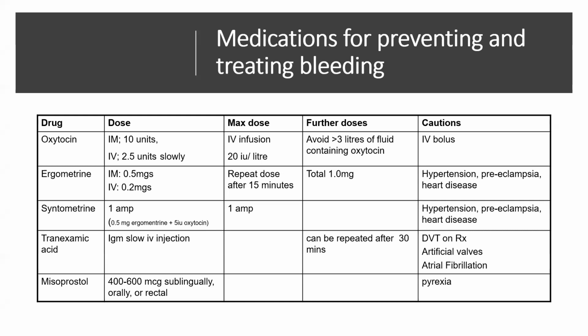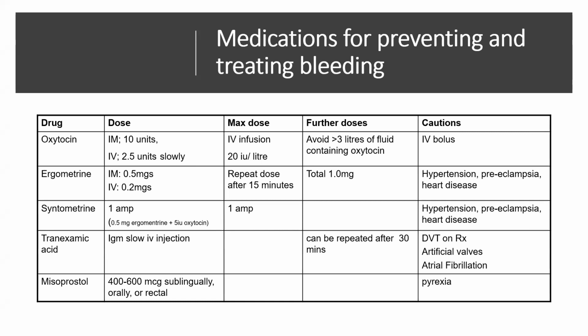So these are some of the drugs we use in obstetrics. I think everyone is familiar with them. Initially, we always give prophylactic oxytocin, which is 10 units. At Caesar, they give 2.5 slowly. And if you are worried, the patient has got risk factors, you can give them 20 units in a liter as an infusion. Remember, if this does not work, you go to the next step.